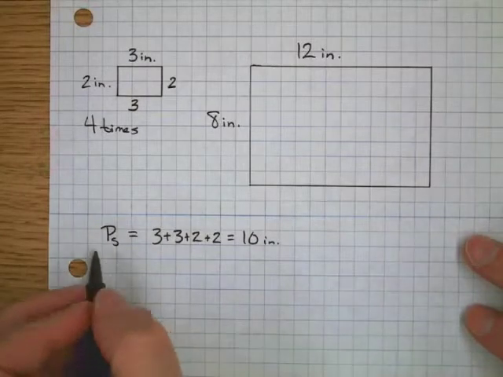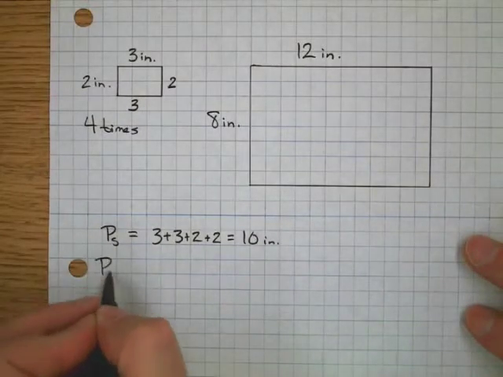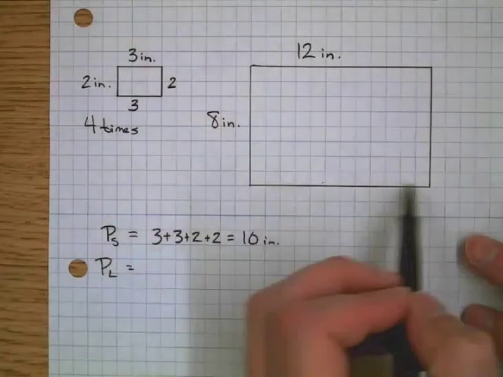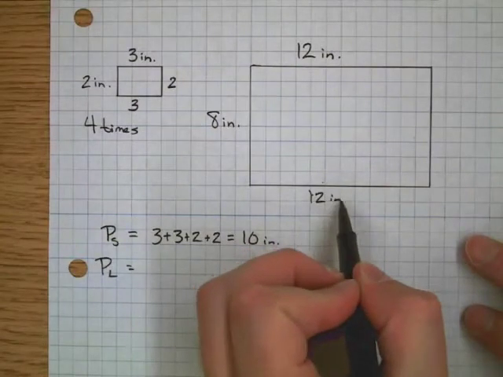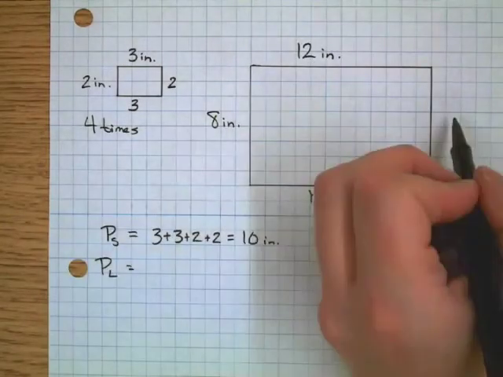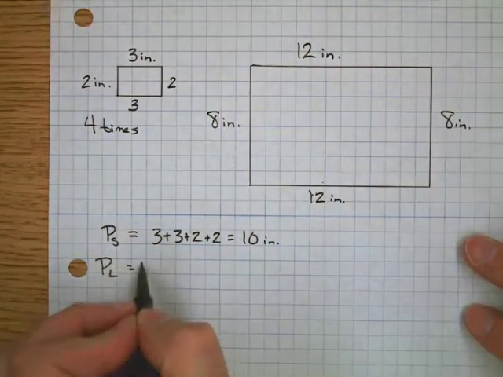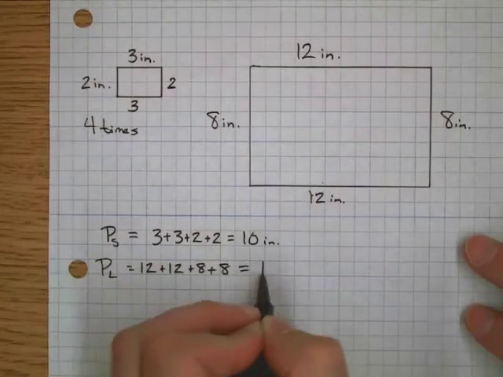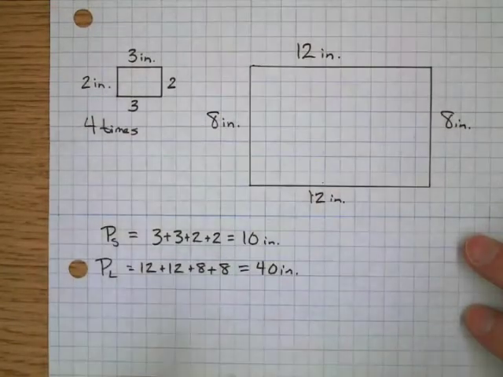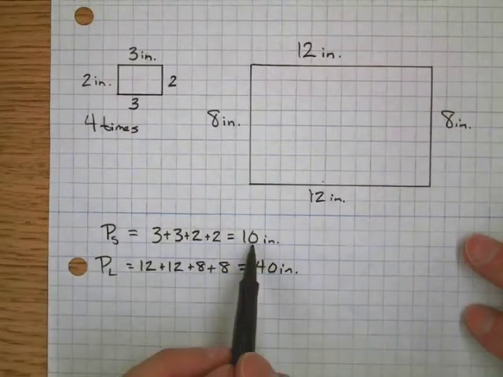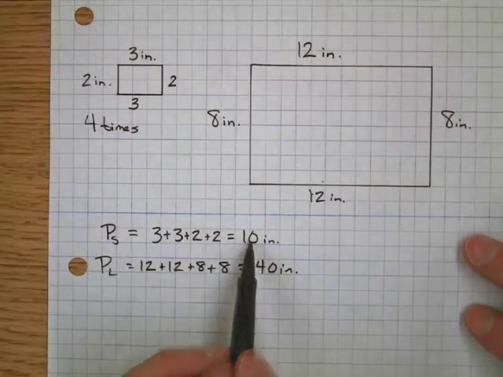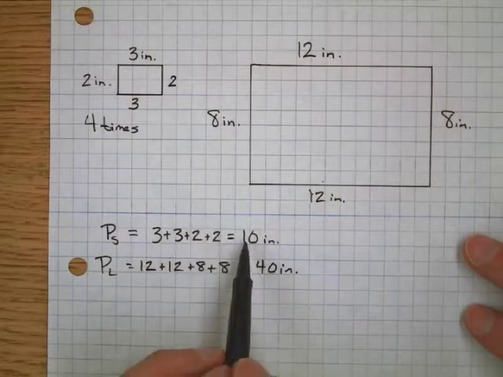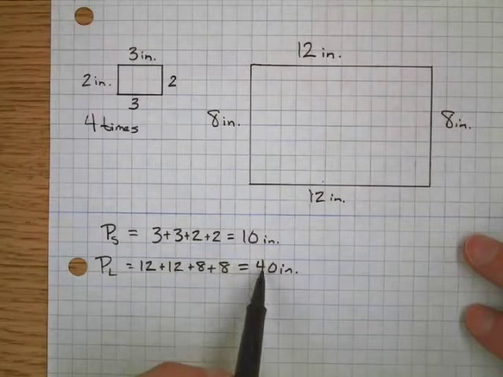And let's see how that compares to the perimeter of the large rectangle. This length right here would also be 12 inches, the same as this length here. And since this is 8, this would be 8 as well. So we end up with 12 plus 12 plus 8 plus 8, which is 40 inches. So how do these two perimeters compare? Well, the perimeter of the small is 4 times less than the perimeter of the large. Or we could say that to get the perimeter of the large, we would multiply the perimeter of the small by 4.